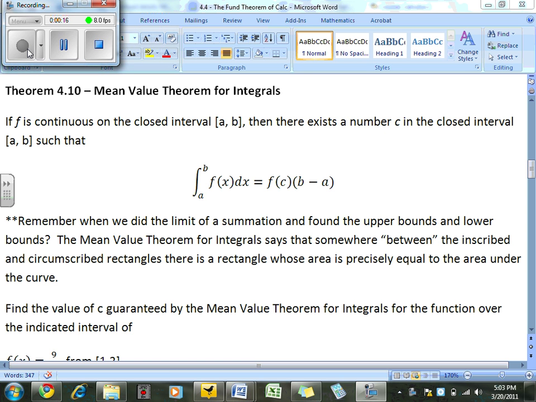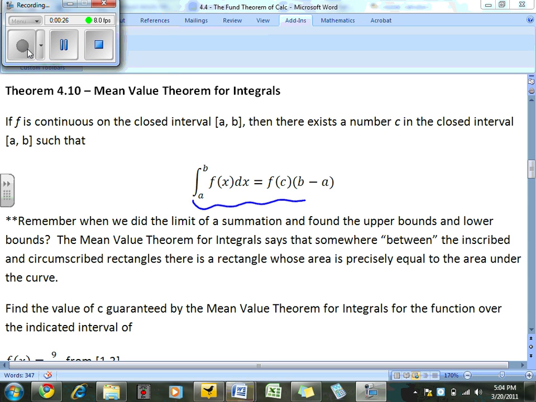The mean value theorem is going to be first. If f is continuous on the closed interval from a to b, there exists a number c in the interval such that we get this fancy little equation down here. What I'm going to tell you what it is, if we have a graph, something like that. Remember when we were doing the limits of summations, we found the upper bounds and the lower bounds, and it was always either too small or too big.